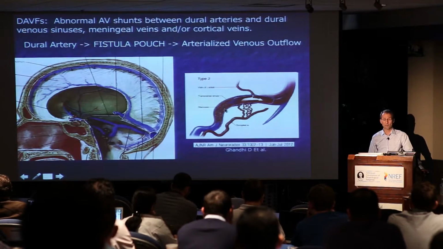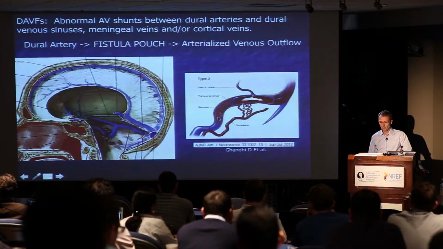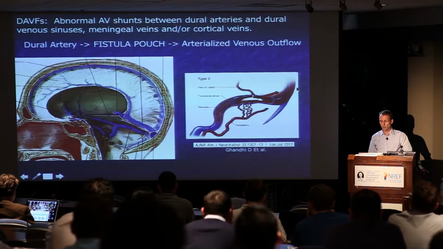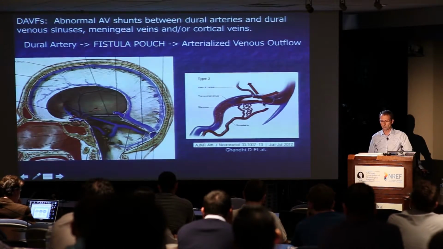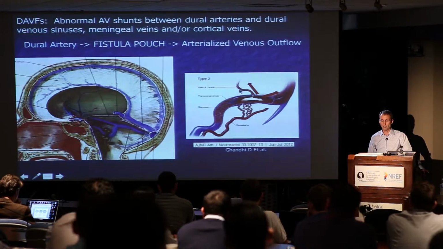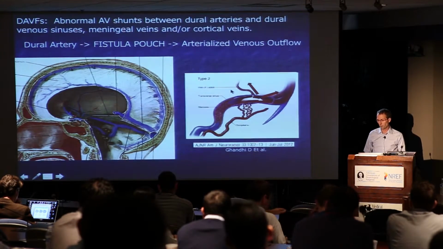Well, consider an alternative where the outflow of the sigmoid sinus to the IJ becomes, say, sclerosed and occludes off. Well, now the arterialized portion of the sinus has to direct its blood elsewhere. In this case, now it's going to be retrograde, say, in the sinus. Perhaps most concerningly would be retrograde arterialized blood in a cortical vein, so here the vein of Labbé.